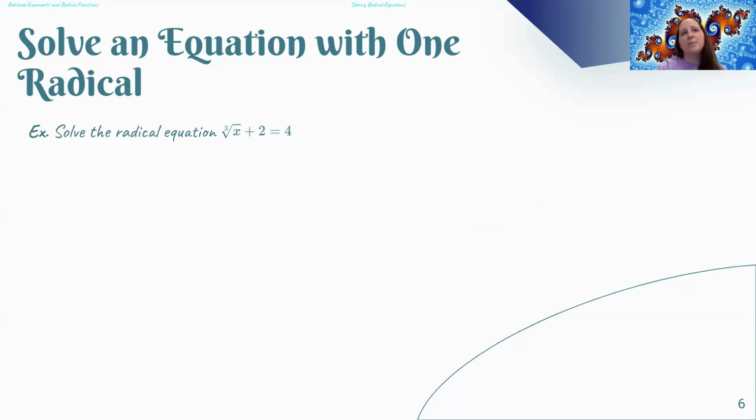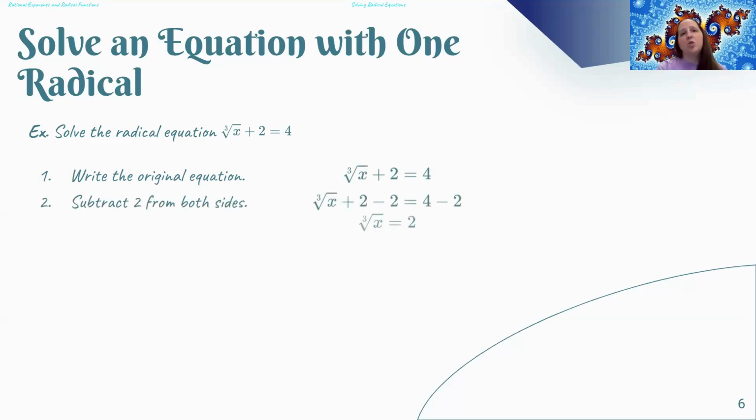Solve the radical equation, the cube root of x plus 3 equals 4. So again, very similar to what we just previously did, I want to isolate that radical symbol. So I'm going to subtract 2 from both sides of the equation. That gives me the cube root of x equals 2. Now, instead of squaring both sides, because I have a cube root, I'm going to cube both sides, or raise both sides to the power of 3. That eliminates my cube root. So I'm just left with x equals 2 cubed, which is 2 times 2 times 2, or 8.